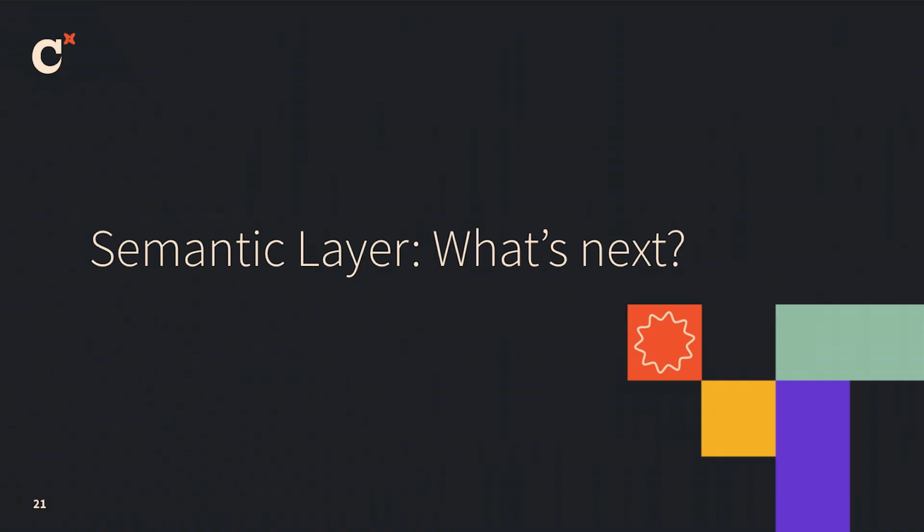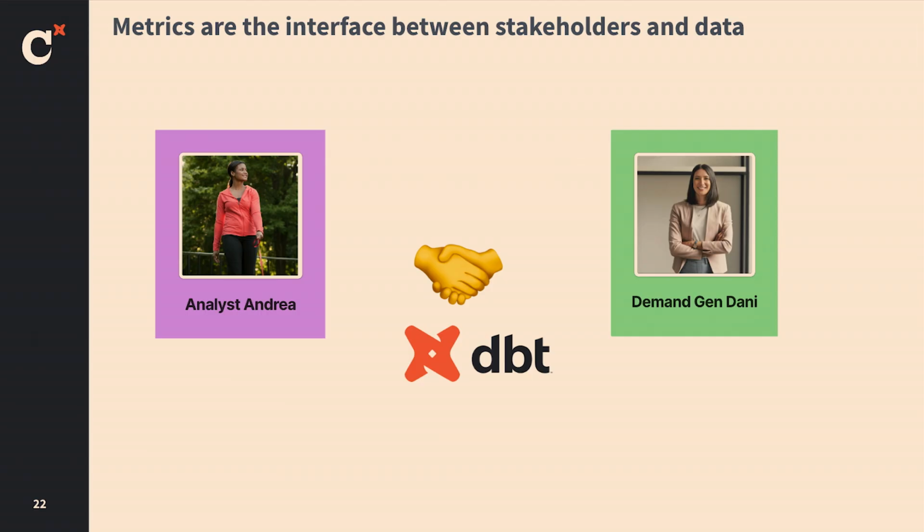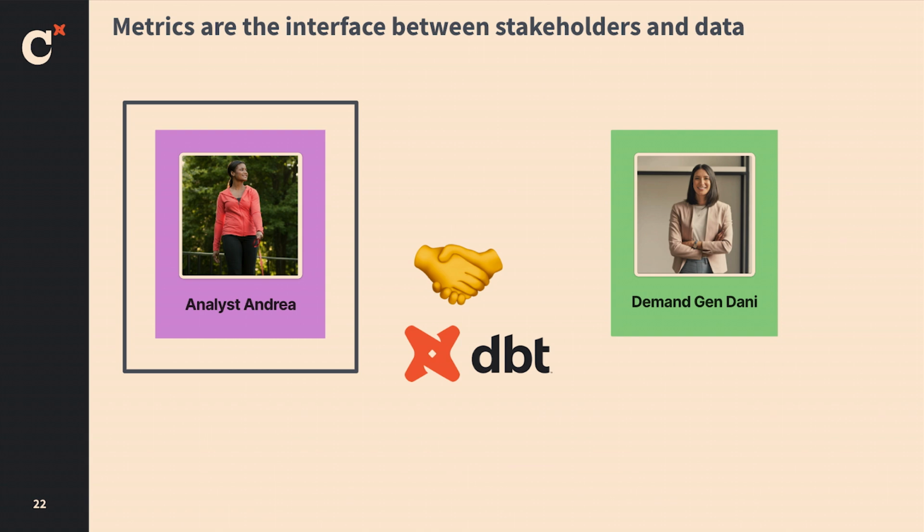Let's talk about the semantic layer roadmap and where we're going next year. One idea that we've been exploring is that metrics are the interface between business stakeholders and data. They're the common language of business that your company speaks. The business stakeholders own the metric performance and definition, and the data analyst owns the technical implementation of that definition. We want to support end-to-end workflows in dbt for analyst Andrea so she can make this connection even stronger and ultimately derive more value from your investment in data.